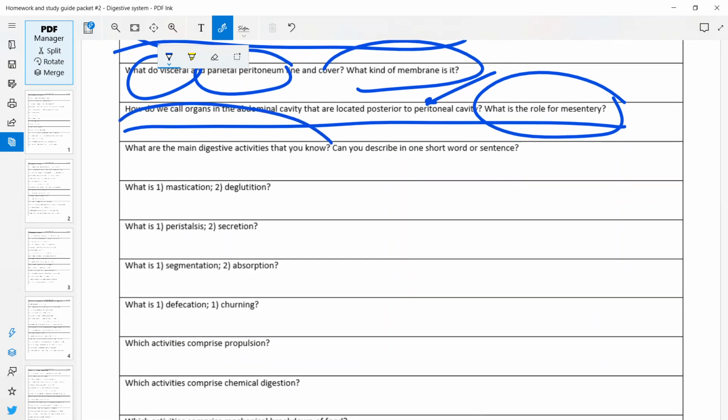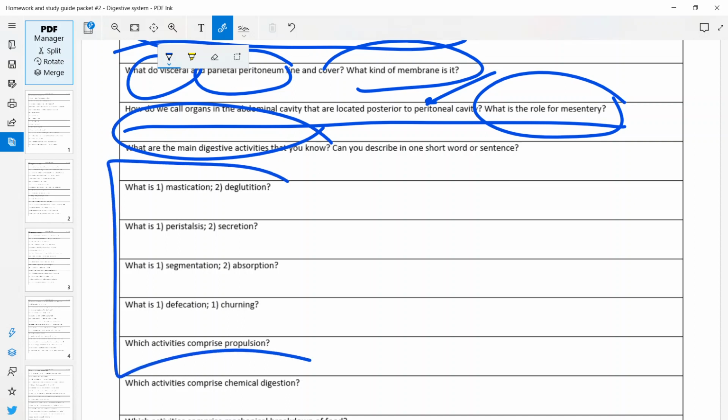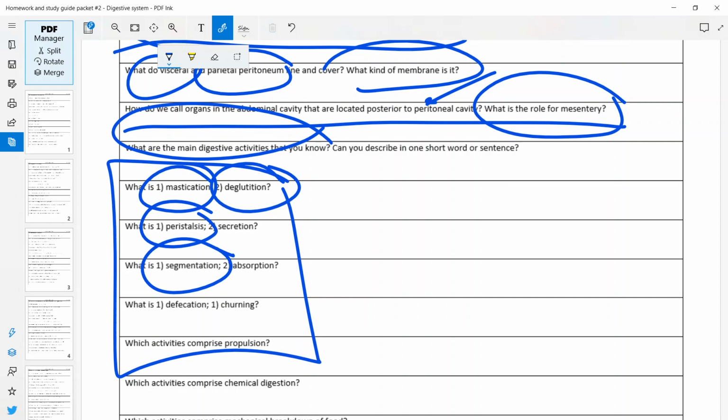Main digestive activities, so they kind of listed here. I don't remember which slide that is, but you should be able to know mechanical activities and chemical activities. Segmentation, peristalsis, mastication, deglutition, defecation and churning are all mechanical digestion. Secretion and absorption are chemical digestive activities.